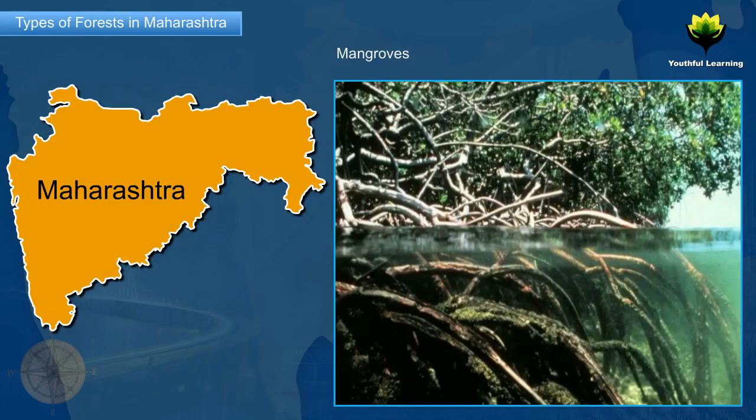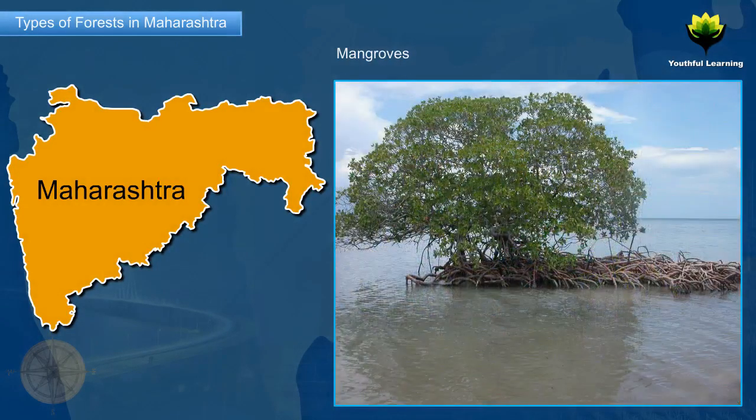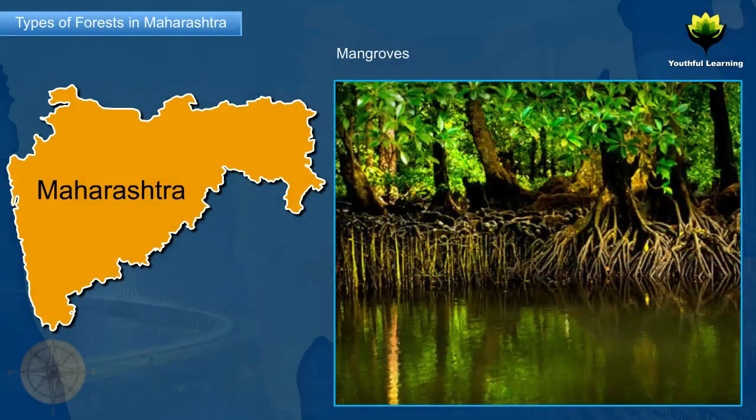Mangroves. Mangroves include trees and shrubs growing in estuaries and intertidal areas, that is, areas lying between the high tide mark and low tide mark. They grow in saline water and waterlogged soil which is poor in oxygen and are usually partially submerged.